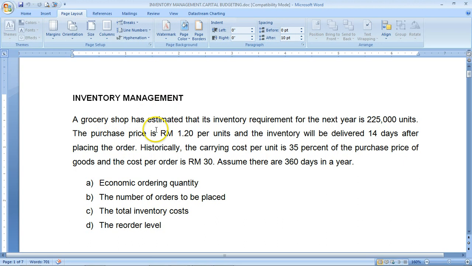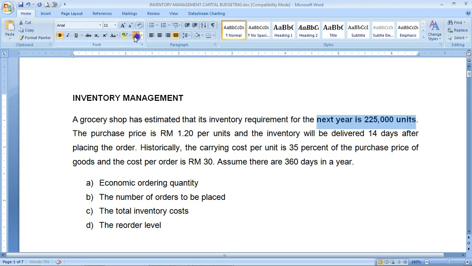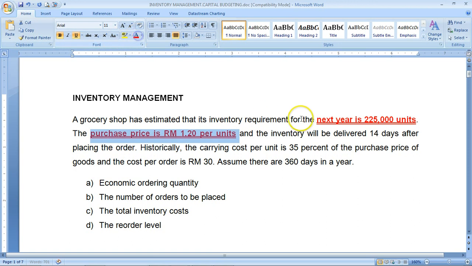All right, a grocery shop had estimated that its inventory requirement for the next year is 225,000 units. If you see this word, we could consider this as the annual demand. Later we'll extract the information. We just highlight first. Next year is 225,000 units, that means this is for the whole year. The purchase price is RM1.20 per unit.